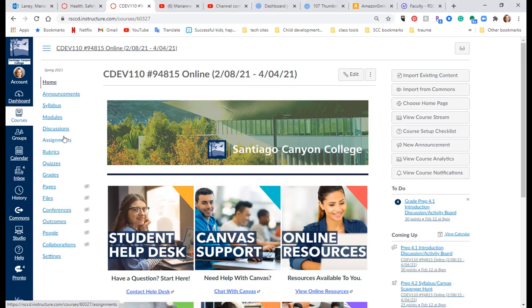This is the first time I've heard of this. Rubrics? There may be a different way of doing it now.